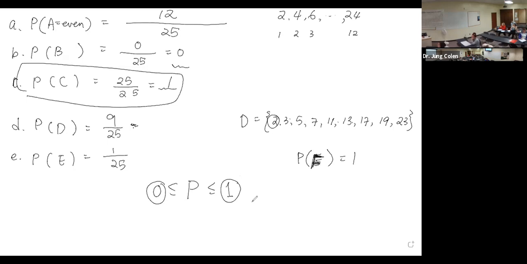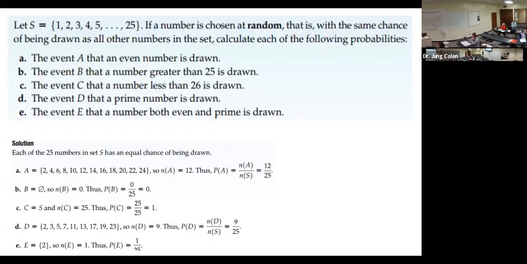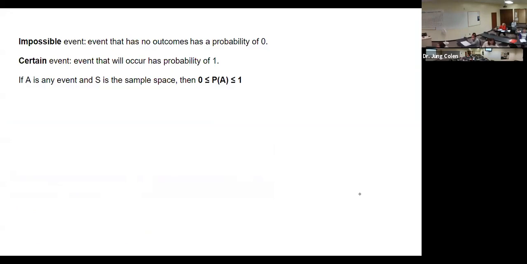No probability can be a negative number. So if you calculated any probability that is negative, or greater than 1, something went wrong. Right? So make sure your probability is always between 0 and 1 inclusive. Alright, so that's what it's saying here.